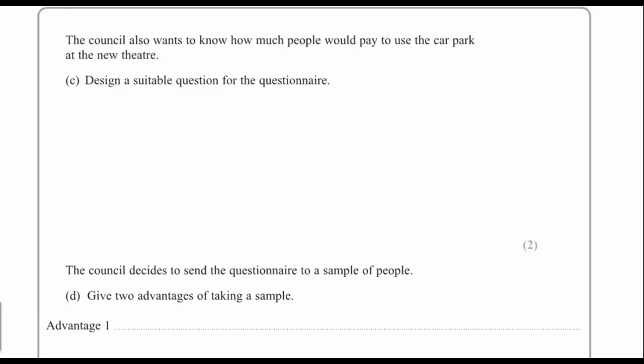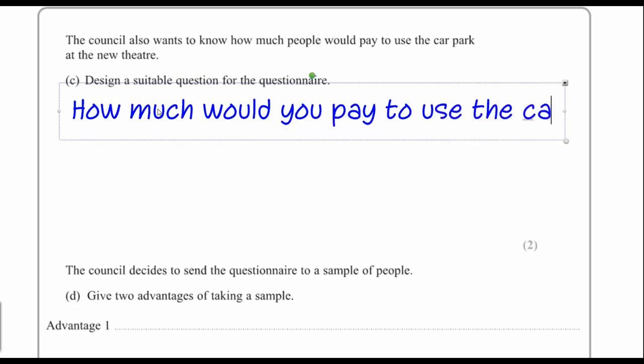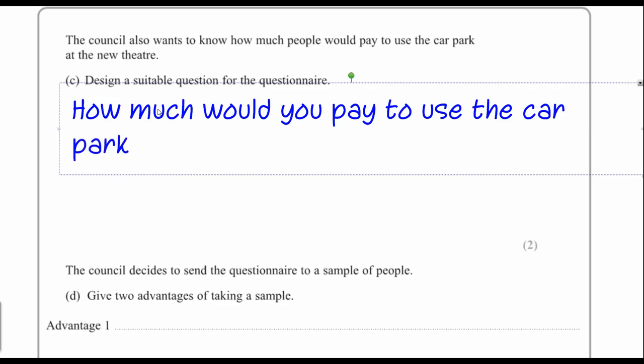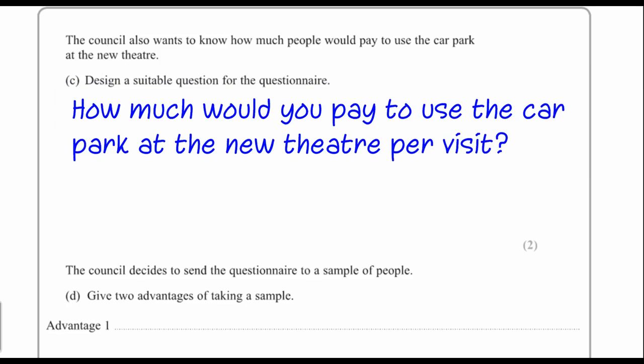Moving on. The council also wants to know how much people would pay to use the car park at the new theatre. Design a suitable question for the questionnaire. So let's try and make ours better and not fall for the trap that was wrong with the last question. Let's keep it nice and simple. How much would you pay to use the car park? Use the wording out of the actual question at the new theatre, and you need to tell them when. Are they going to get a pass for a week, just a one-off? So probably per visit is the simplest, so we don't confuse anyone. So let's give them some response boxes.